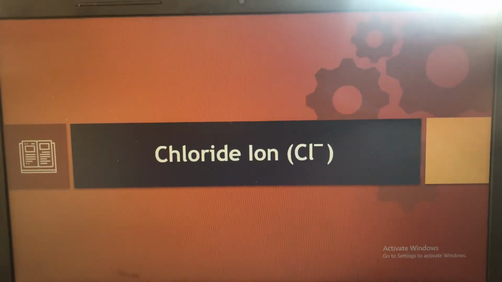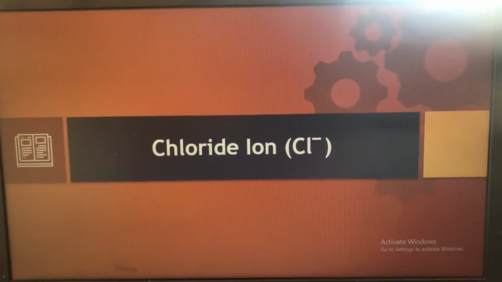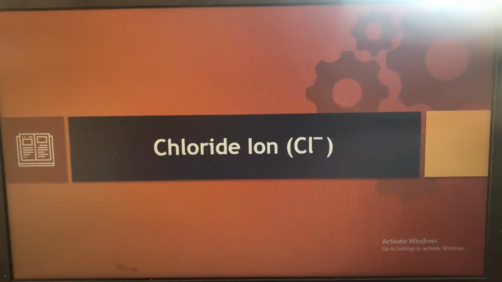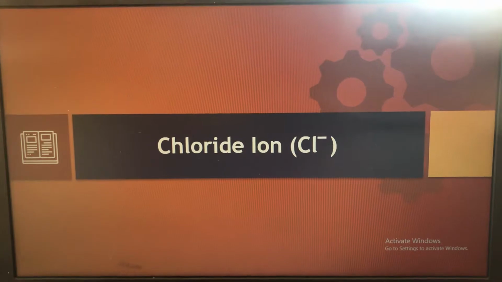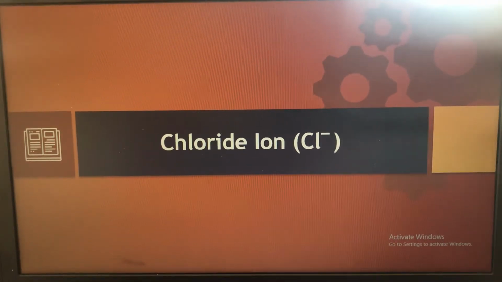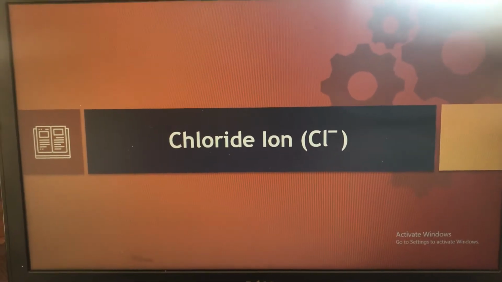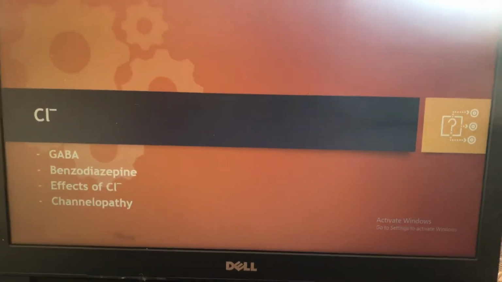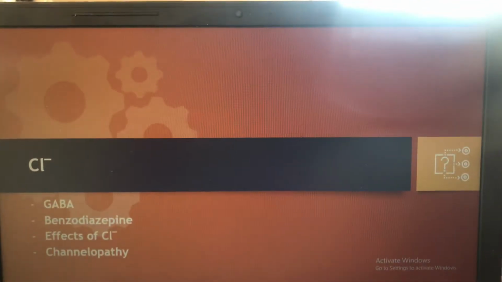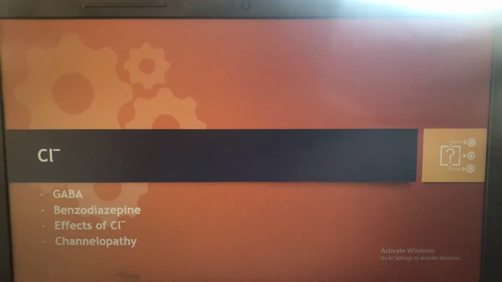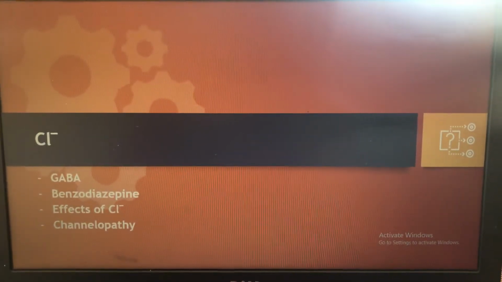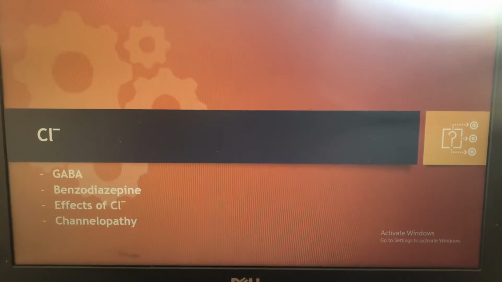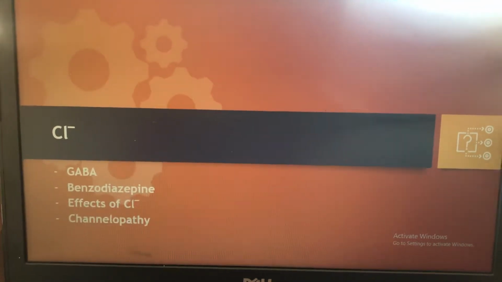In this presentation we will be looking at gamma-aminobutyric acid, or GABA as it's also known, benzodiazepine and its effect on neural excitability, the role chloride ions play in the skeletal muscle, the channels that are responsible for chloride movement in skeletal muscle, and the physiological function it has, as well as what channelopathy is and how it affects the conduction of chloride within the skeletal muscle.